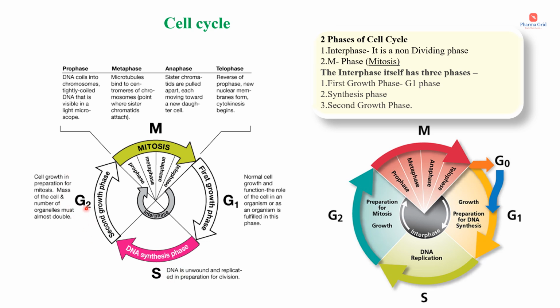And the third one is the G2 phase, or the second growth phase. Here there is cell growth in preparation for mitosis. The mass of the cell and the number of organelles must almost double. And the second phase of the cell cycle is mitosis. Mitosis consists of mainly four phases: prophase, metaphase, anaphase and telophase.